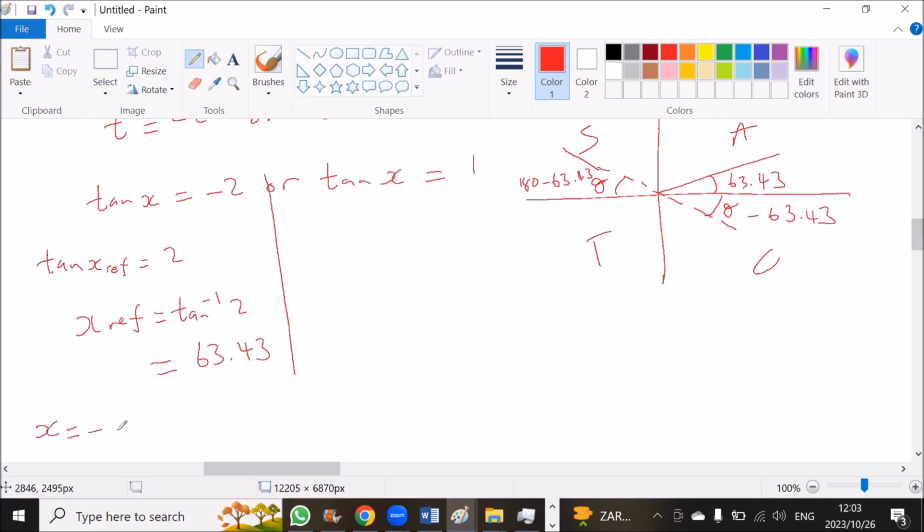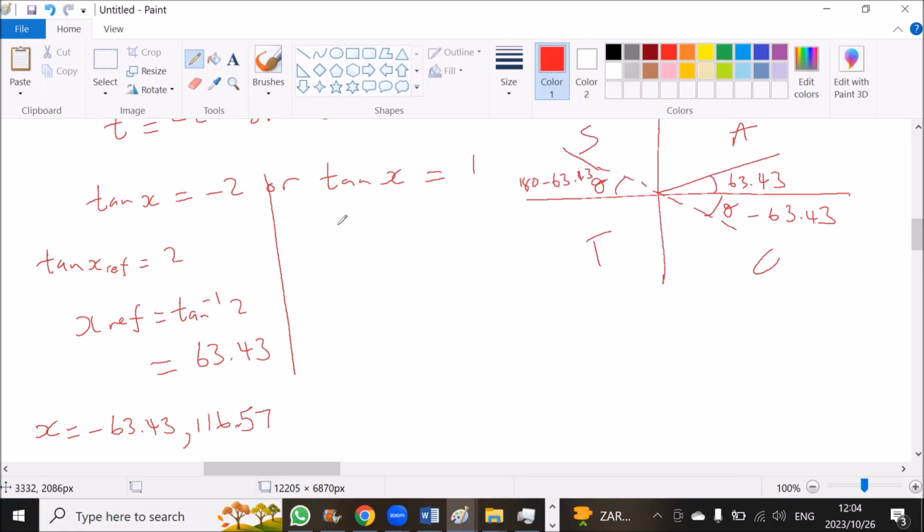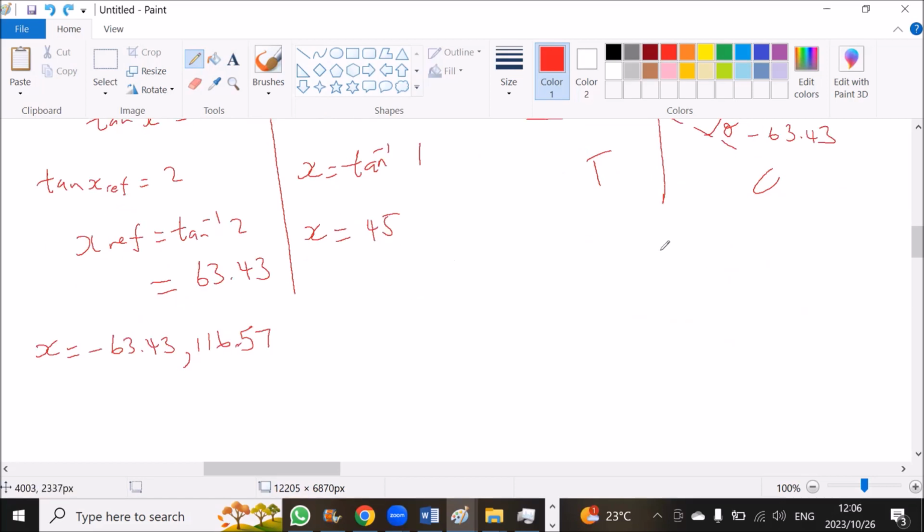So we can say x is equal to minus 63.43. If we calculate that, 180 minus 63.43, we get 116.57. Let's look at when tan x is equal to 1. x is equal to arctan 1. x is equal to 45. So we take our CAST diagram, 45 there. Where else is tan positive? Here, 45. So x is equal to 45.